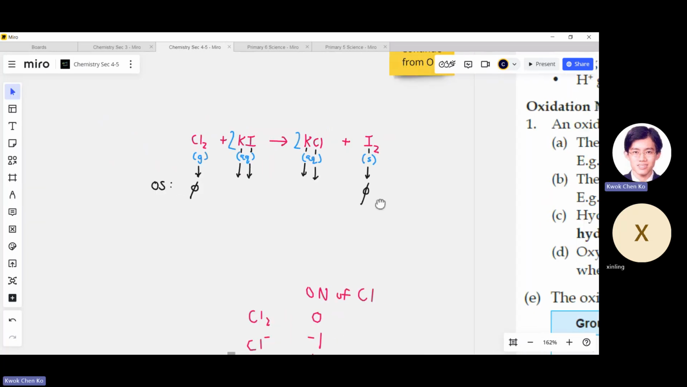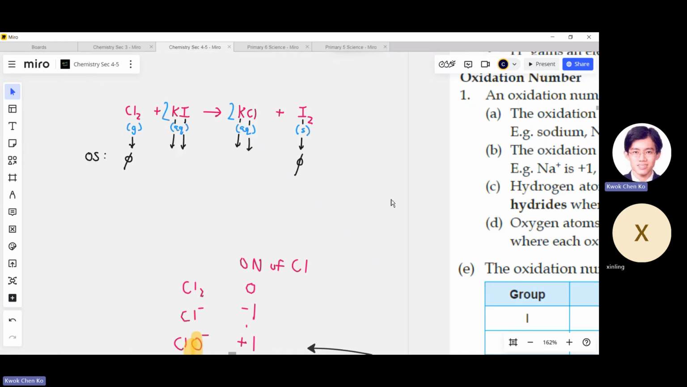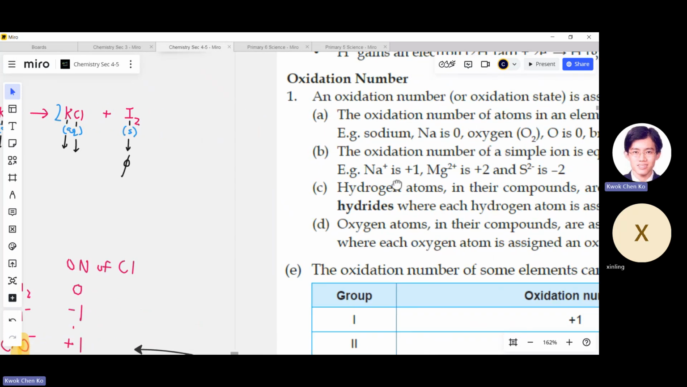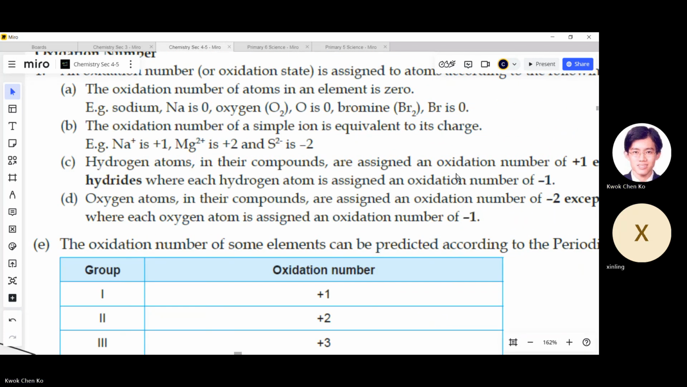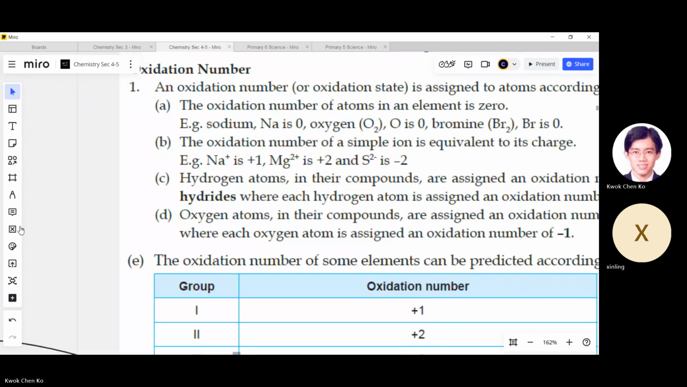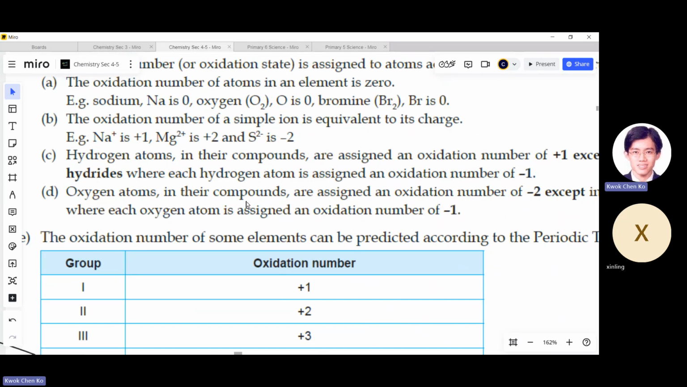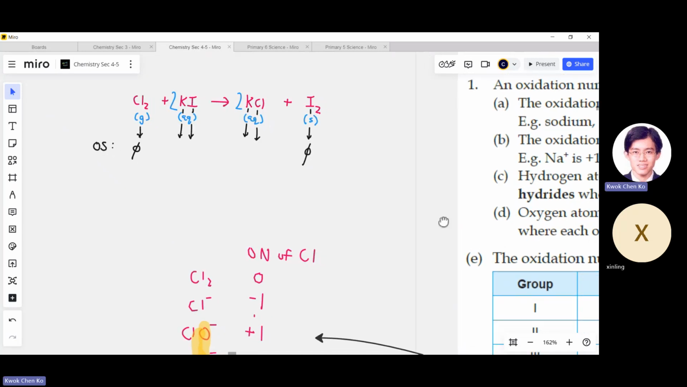Look at rule B. Oxidation number of a simple ion is equivalent to its charge. Any ion? No obvious ion here. They are all in compound form. Let's look at C. Hydrogen has an OS of +1, but any hydrogen? Nope. Look at D. Oxygen has an oxidation number of -2. No oxygen either. But look at E.